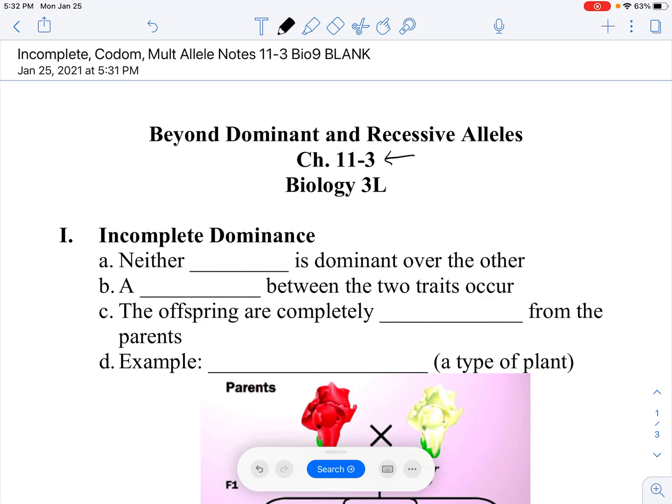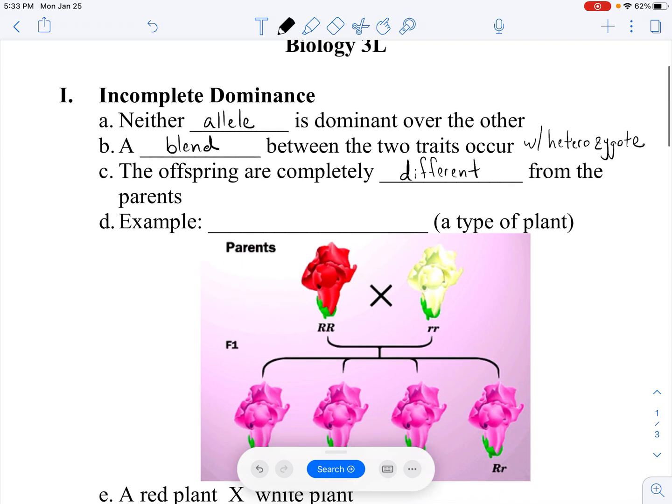And incomplete dominance is defined as a situation where neither allele is completely dominant over the other. And a blend between the two traits occurs with the heterozygote. The offspring will be completely different from the parents with the heterozygote. And a good example is with snapdragons.